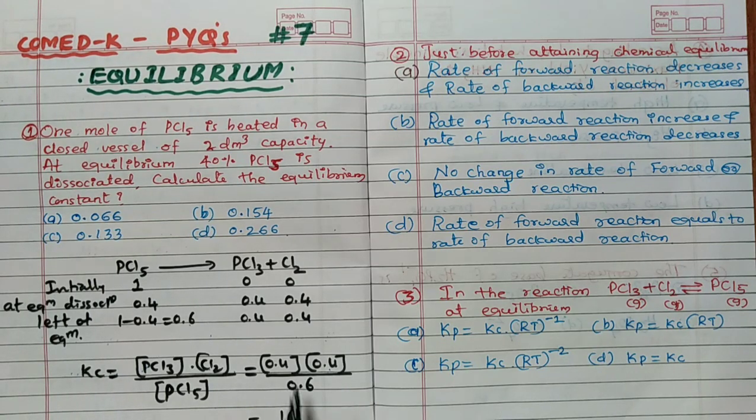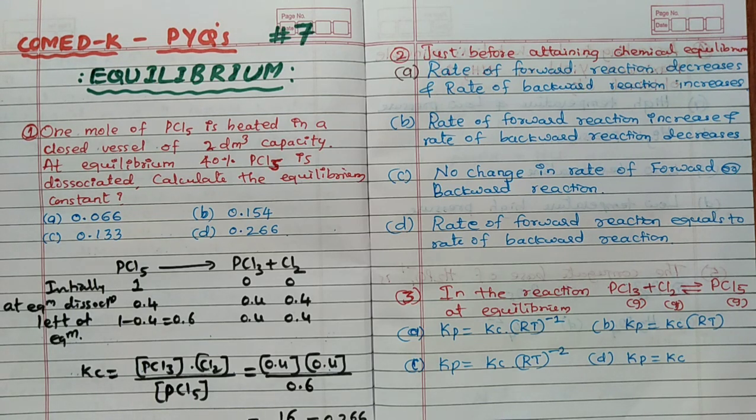Why have I written 60? See, 4 fours I will get 16, correct? 0.16. So I have written 16, and I will write 60. 16 by 60 is equal to 0.266 as the answer. So this is the answer for this particular question.